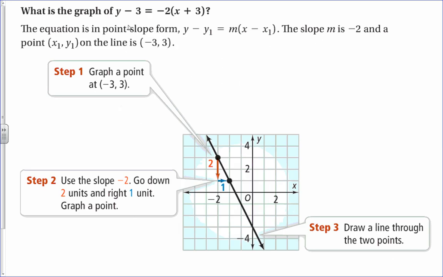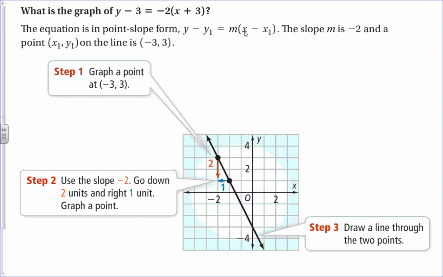Now, what about this? This is in point slope form. It says y minus 3 equals negative 2 times x plus 3. This equation is in point slope form, y minus y1 equals m times x minus x1, and the slope is negative 2, and the point x1, y1 on the line is negative 3, 3. But this is a positive 3. So why do they got a negative 3 here for x?